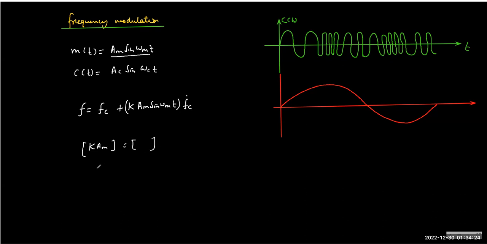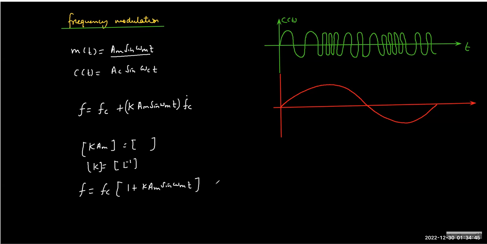Because this is already FC, no? So K, my bad. K becomes L inverse. Okay. So this is how they do it. So A becomes how much? FC, we can take common. 1 plus KAM sine omega M. So far, so good.